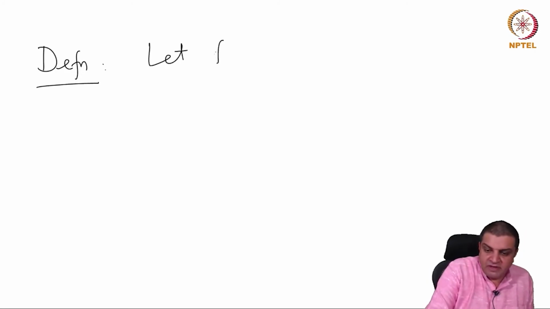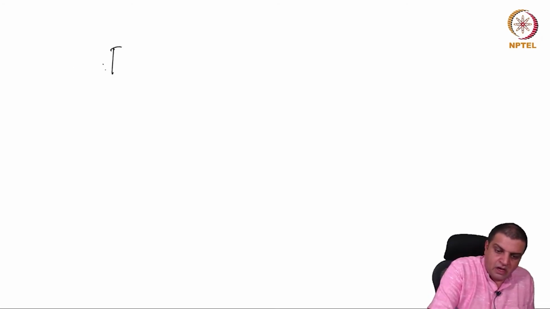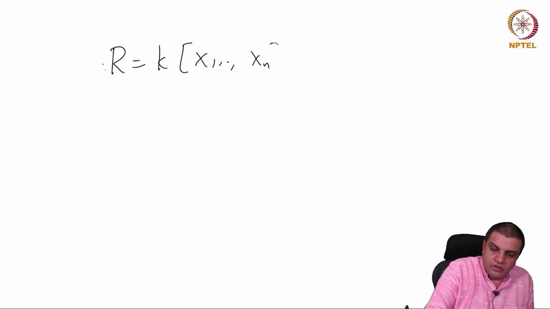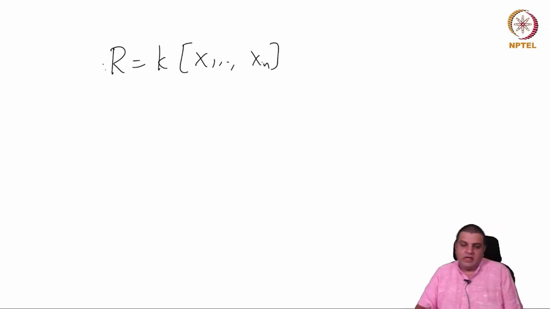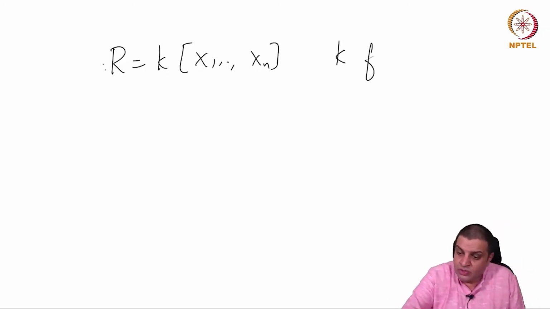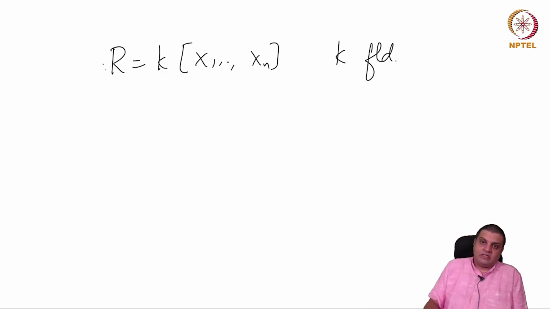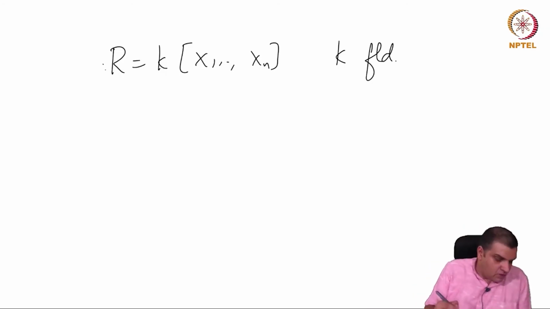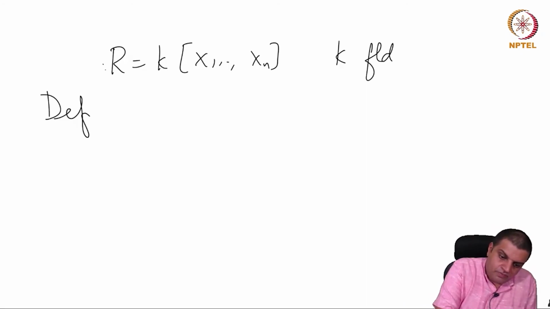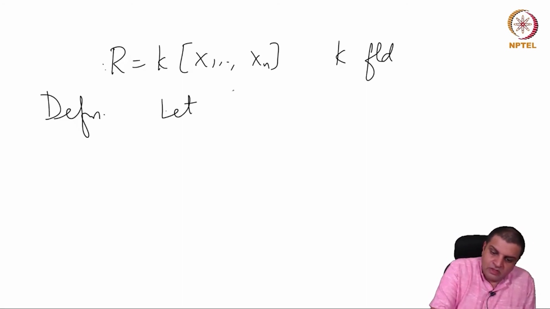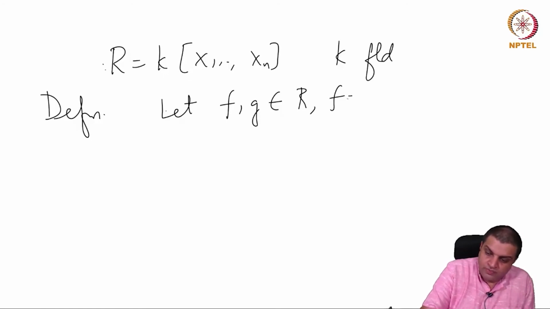Hereafter R is k[x1 through xn]. No assumption on k, it's a field, but no assumption that it is algebraically closed or not. Any field is fine. Definition. Let f and g be two nonzero polynomials in R.